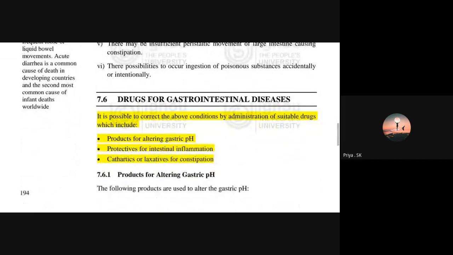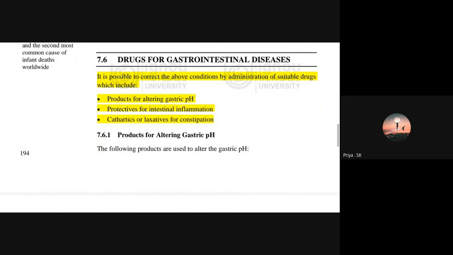Now, drugs for gastrointestinal diseases. It is possible to correct the above conditions by administration of suitable drugs, which include products for altering gastric pH. If the pH in the gastric mucosa changes, there are products which can alter gastric pH and normalize it. The second one is protectives for intestinal inflammation, which protect from infection and inflammation of the intestinal mucosa. Then there are cathartics or laxatives for constipation.